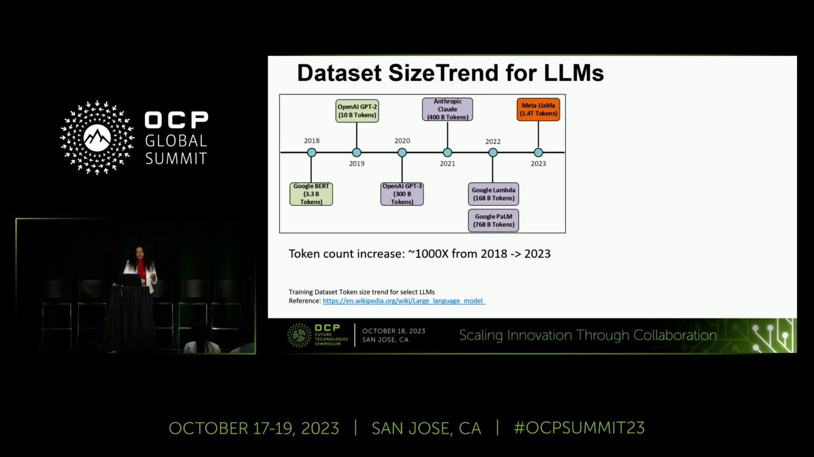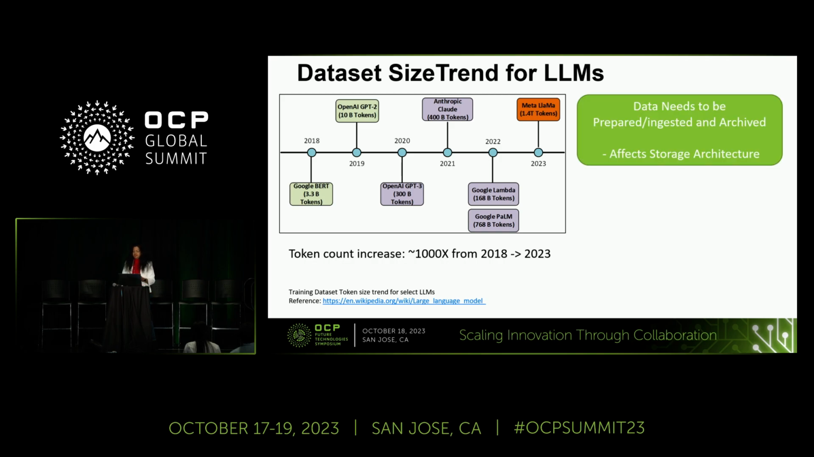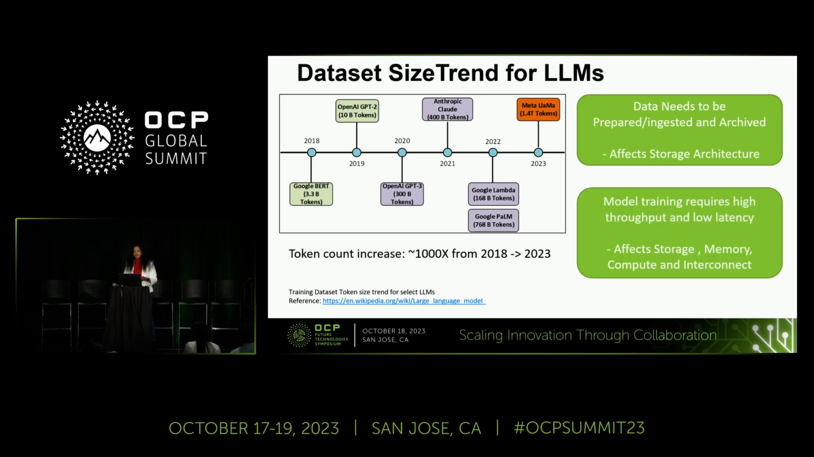What are the challenges to these plays? So this data needs to be prepared, ingested, and archived. This affects the storage architecture for our infrastructure. The model training requires high throughput and low latency. And that typically affects pretty much everything from compute, memory, storage, and interconnect. And these are the problems that we need to solve.